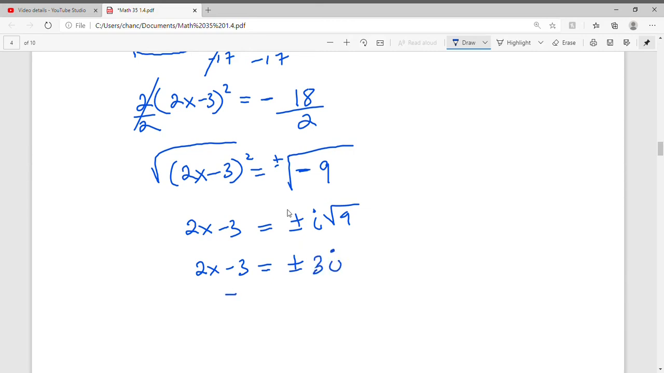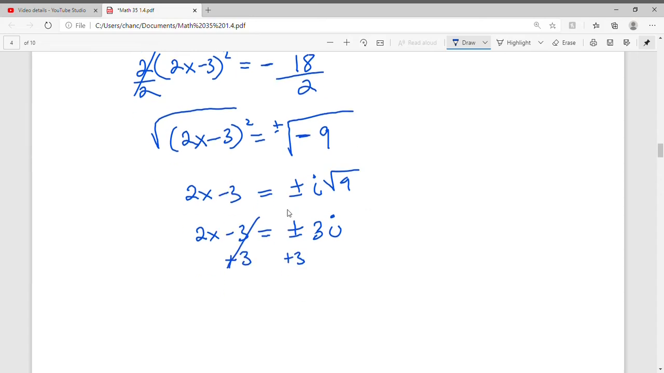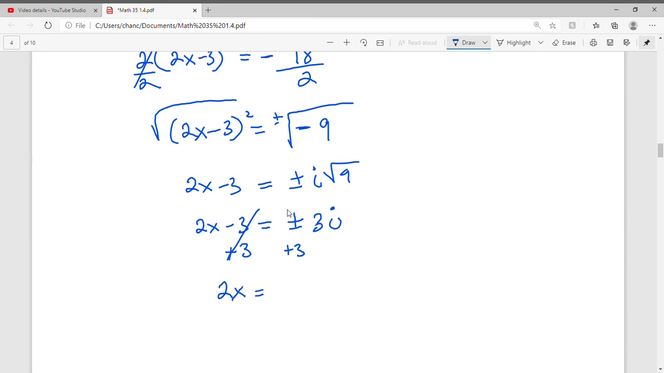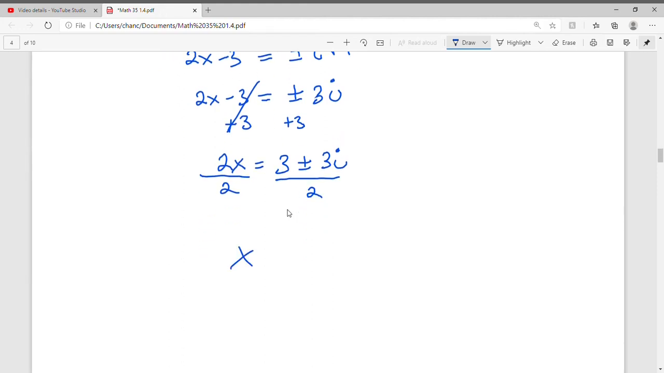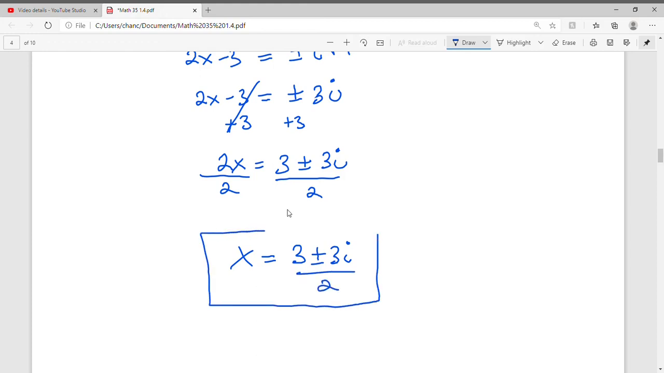Let's add the 3 to both sides. I have 2x equals 3 plus or minus 3i. And finally, we can divide both sides by 2. x is equal to 3 plus or minus 3i over 2. Again, a lot of work, but it's not bad to do as long as you simplify by isolating the square term first.